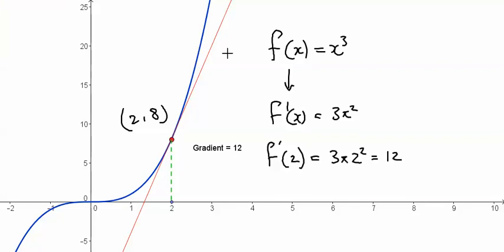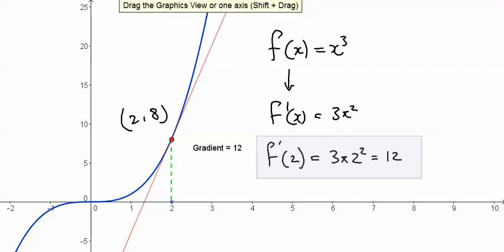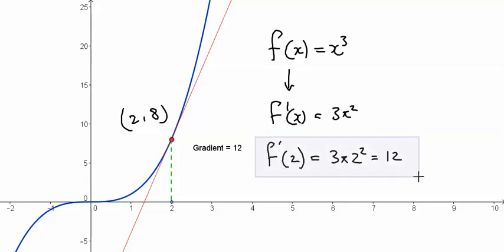Now, what if I wanted to work out the gradient at, let me delete this. Can I delete it? Let's see, select that, delete, no, it's not letting me do it, I'll have to do it somewhere else.